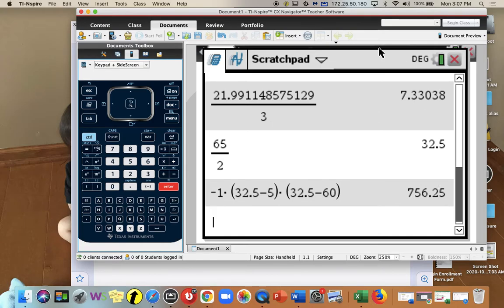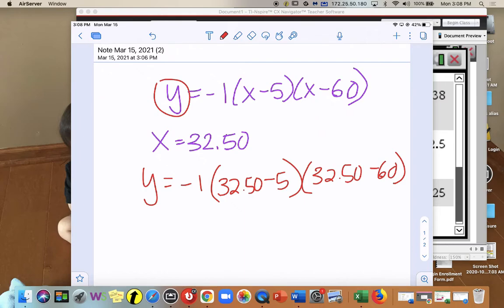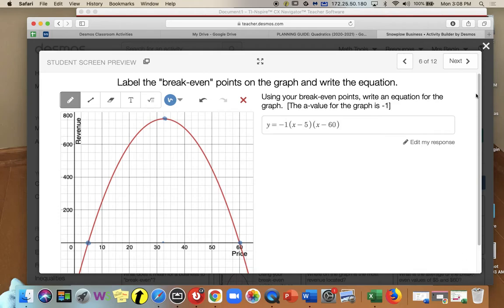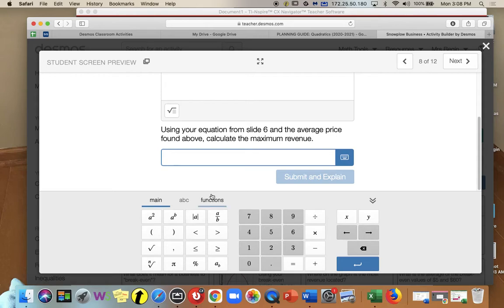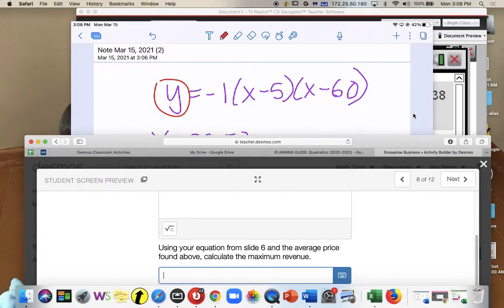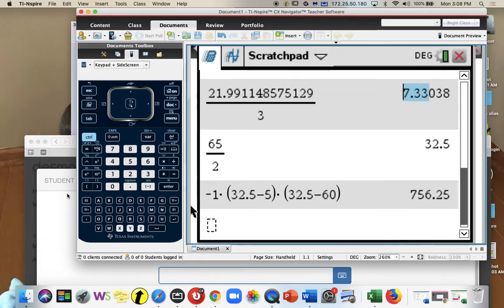So that is the profit that we're going to make if we were to charge the optimal price of $32.50 per driveway. That is expensive. I would not pay someone, I would just probably shovel it myself. All right, so there it is, $756.25 by plugging $32.50 into that equation with the x-intercepts. So if we type that in, it's $756.25.